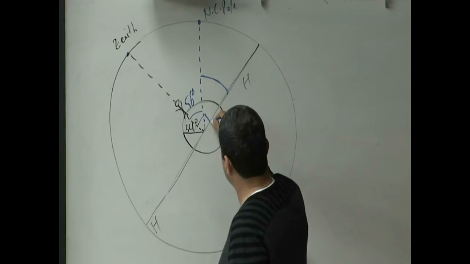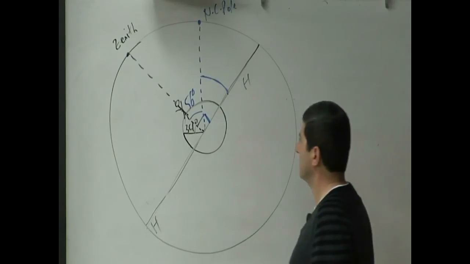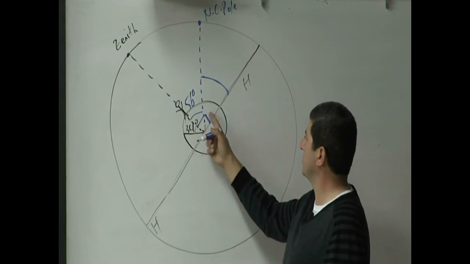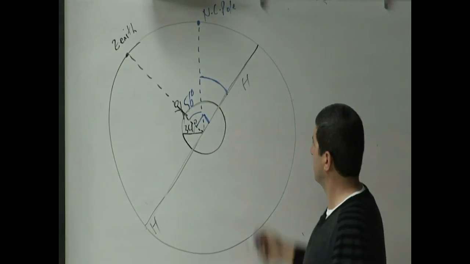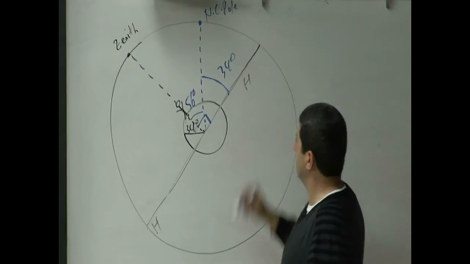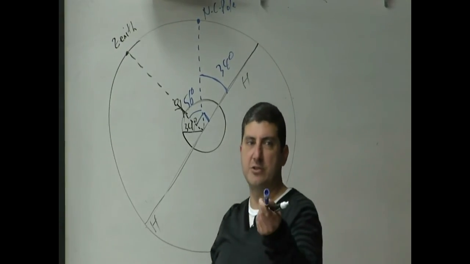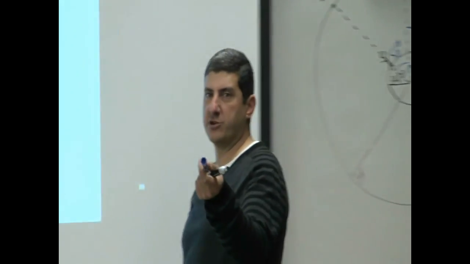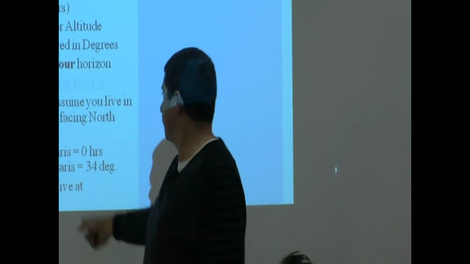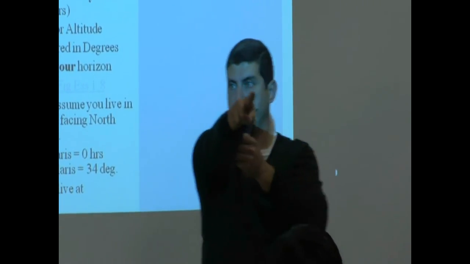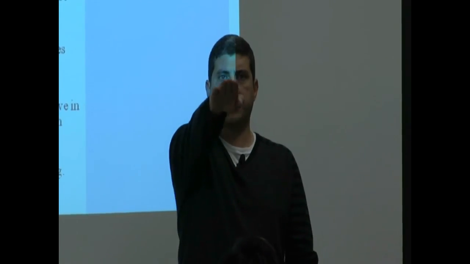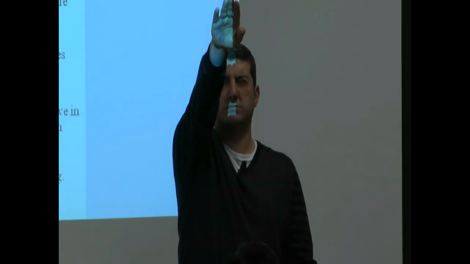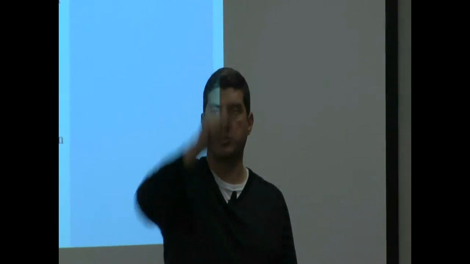But then this is also 90 degrees. So this is 90, and then this is also 90. So if this is 56, what's this? 34 also. Okay, that's the key to how you can find Polaris from LA. If you're looking north, again, remember we said this is north, look north, go about 34 degrees up, right there, that's the North Star, okay, 34 degrees.